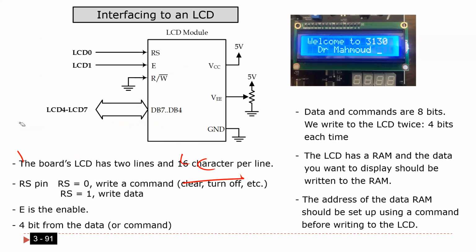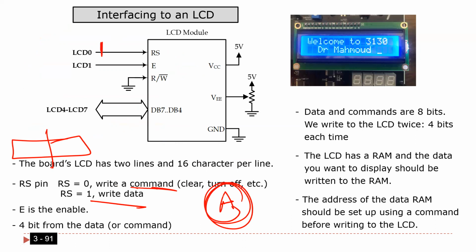So again, this is the whole story. Assume I want to display the letter A. You have to put 0 or 1 here. You have to put 1, I'm sorry, because 0 is for command and 1 is for data. That's okay. And then you have to take the ASCII of A. I think the ASCII is 41, I guess. Assume it is 41 or 60.